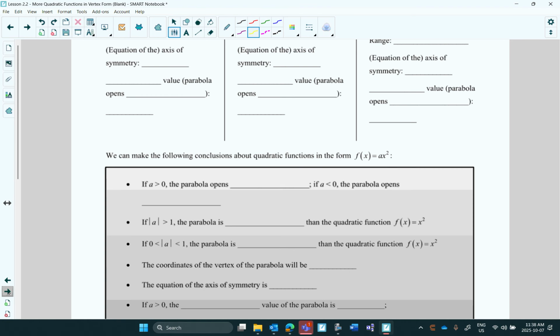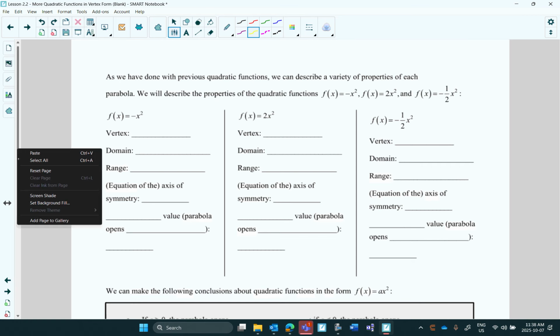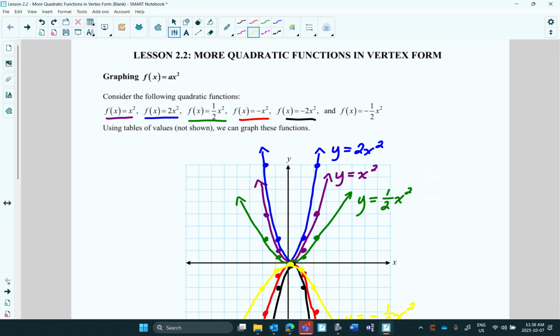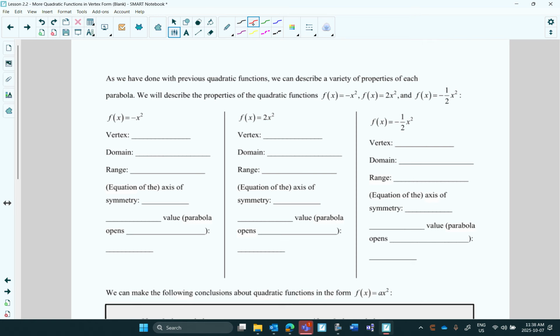Let's just do a quick little review of the properties. We're not going to do all 6. We're only going to do 3 of them. So the negative x squared one, the one that I get in red. What's the vertex? We know how to read points, don't we? We read two numbers. 0, 0.